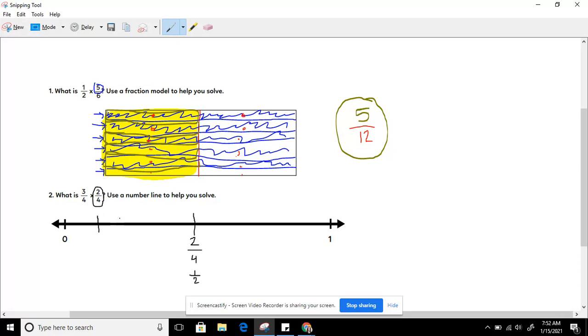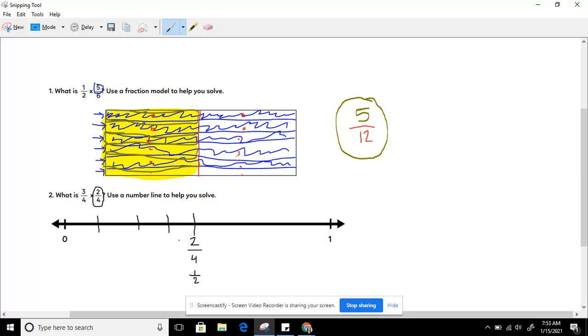So 1, 2, 3, 4. See my 4 pieces? From 0 to the first line is 1. Then from the first line to the second line is 2. Second line to third line is 3. Third line to fourth line is 4 pieces. I've got 4 equal pieces from 0 to 2/4. I'm going to do the same thing on the other side of the number line.